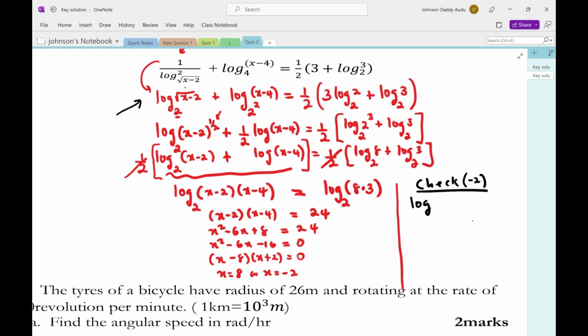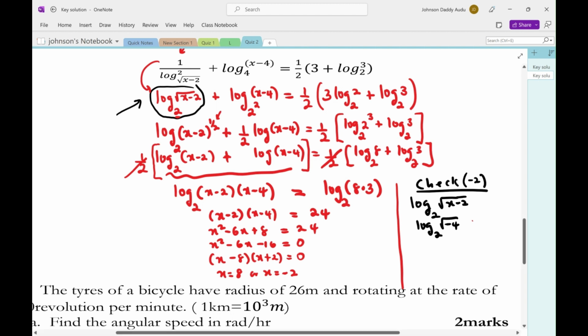If you look at the first term there, this term is log to base 2 of root x minus 2. Now, if you put x equals 2, you will have log to base 2 of what? Root of minus 4. Now, this is already bad news because you cannot take root of minus 4. It's a complex number, right? Since it's a complex number, you cannot take the logarithm of a complex number. So this is impossible. So it means we have to reject this one.